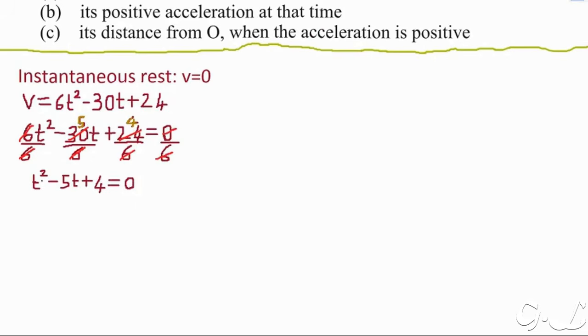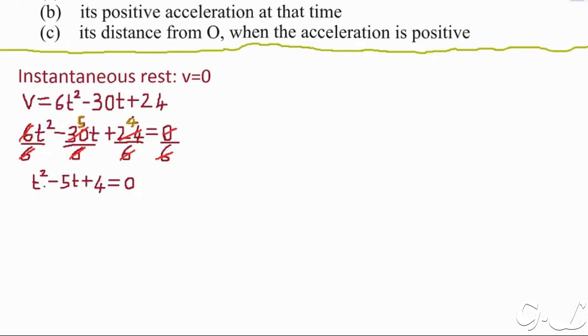Is equal to 0. So in this video tutorial, we chose to use the factorization method for us to find the values of t. For us to find the value of t, we chose to use the factorization method. In the factorization method, we have to find the product and the sum.